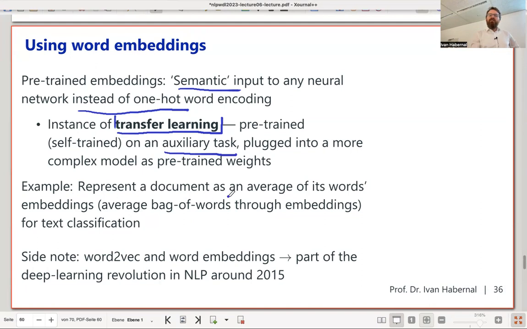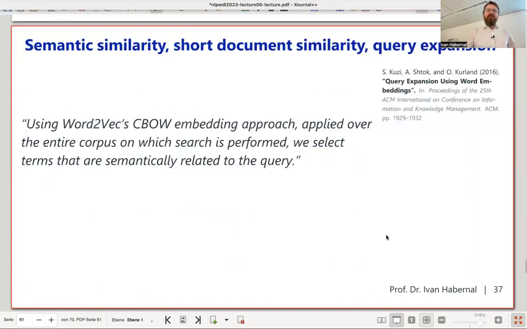For example, you can represent a document as an average of its word embeddings, like continuous bag of words, and you can use it for text classification. Also, a historical note: word embeddings were one of the driving forces of the wave of deep learning in natural language processing about 10 years back. Okay, so where can you use word embeddings? Don't look at the slides now.